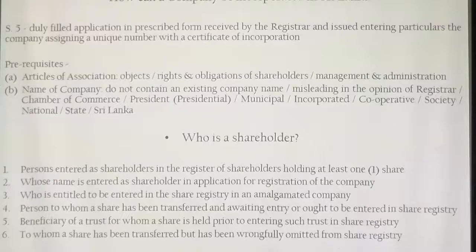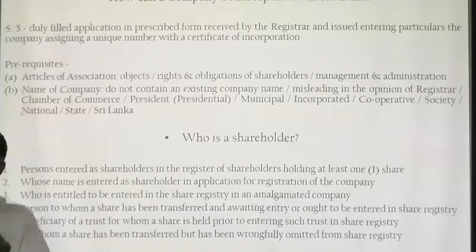Also, you cannot use the term president or presidential in a company. Also, you cannot use the word municipal, because these are reserved for certain officers in the state. You cannot also use the term incorporated. You can't say incorporated ABC Limited. Incorporated term is not given. Cooperative or society. National, you can't use the word national in your company name. State, Sri Lanka, you cannot use.